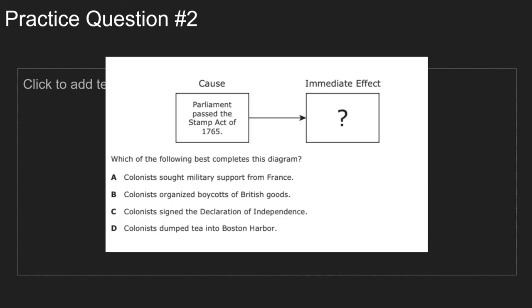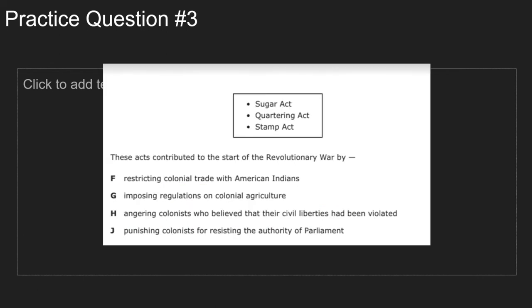All right, next question. Cause: Parliament passed the Stamp Act of 1765. Immediate effect: which of the following best completes the diagram? You press pause. Here's your answer. Colonists organized boycotts of British goods. They passed the Stamp Act. The Americans begin to boycott those products.